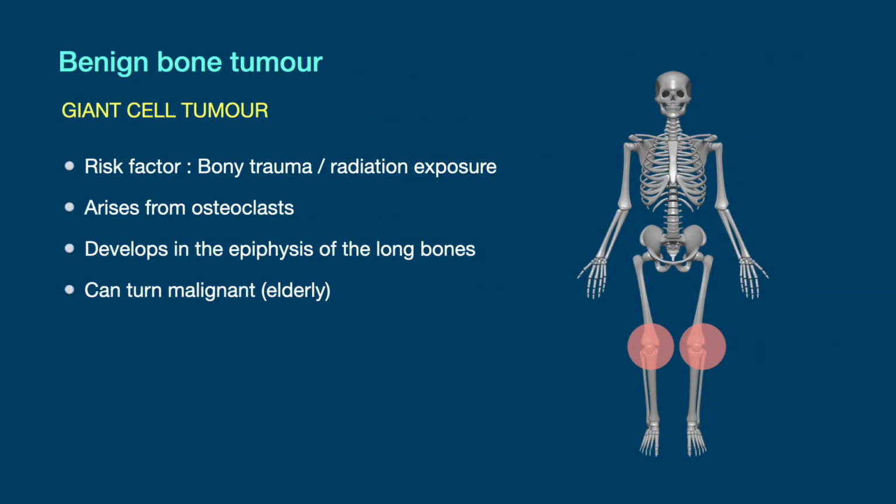Another type of benign tumor is giant cell tumor. The risk factors of developing these tumors are trauma to the bone and radiation exposure, and the tumor cells arise from osteoclast cells but then develop into cells with numerous nuclei. The giant cell tumor typically arises from the epiphyses of the long bones like the distal femur or proximal tibia. At times, this type of tumor can turn malignant, especially in the elderly.